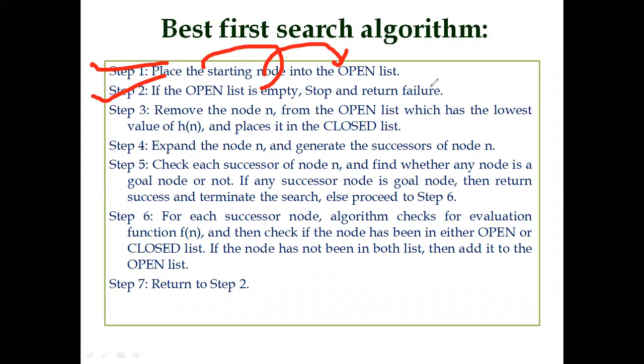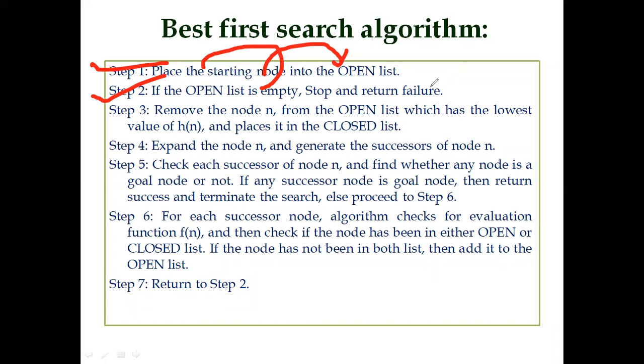Step 2. If the open list is empty, stop and return failure. You might wonder why I mention the open list again. See, this is an algorithm, and you know that the algorithm actually trains the machine and asks the machine to do some tasks, right? So step 2 means that we need to check the open list. If there is no node in the open list, can you go ahead with the search? No. So you have to stop and return failure.